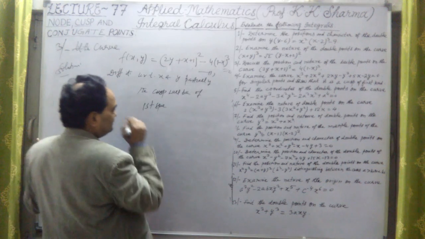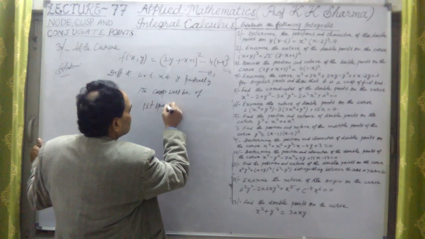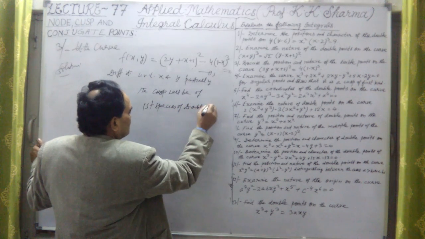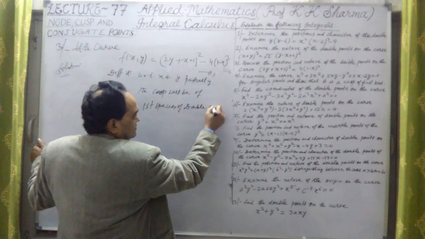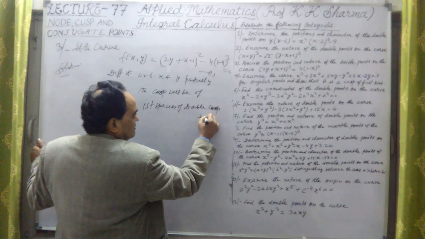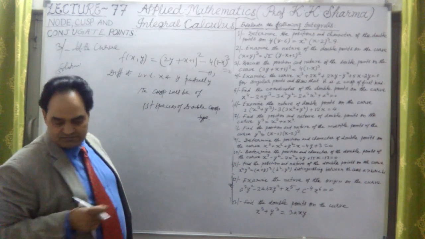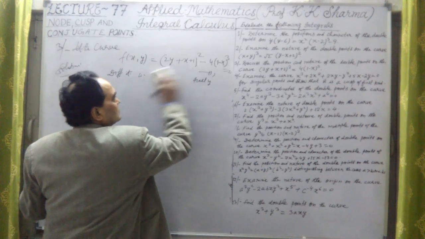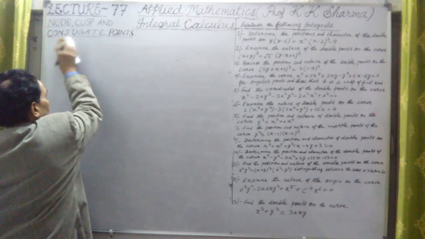Double cusp of first species. The cusp will be of double cusp type. Double cusp of first species, you may say. So there are two different cusps in different quadrants. Okay, that is how we have to take.